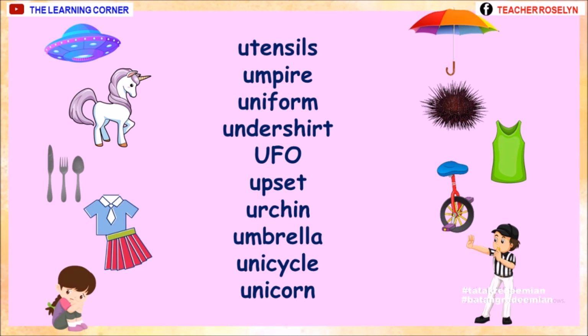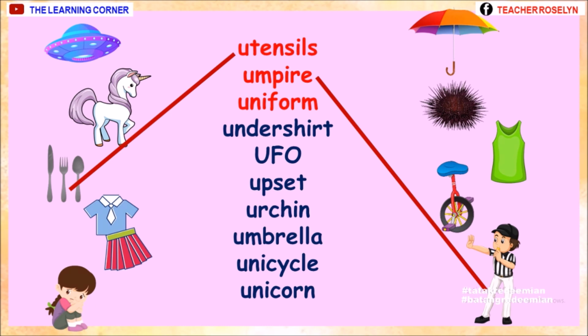Let us now connect the pictures to their names. Let us read. Utensils. Which are the utensils? Umpire. Where is the umpire? Uniform. Which one is the uniform? Undershirt. Where is the undershirt? UFO. Which one is the UFO?